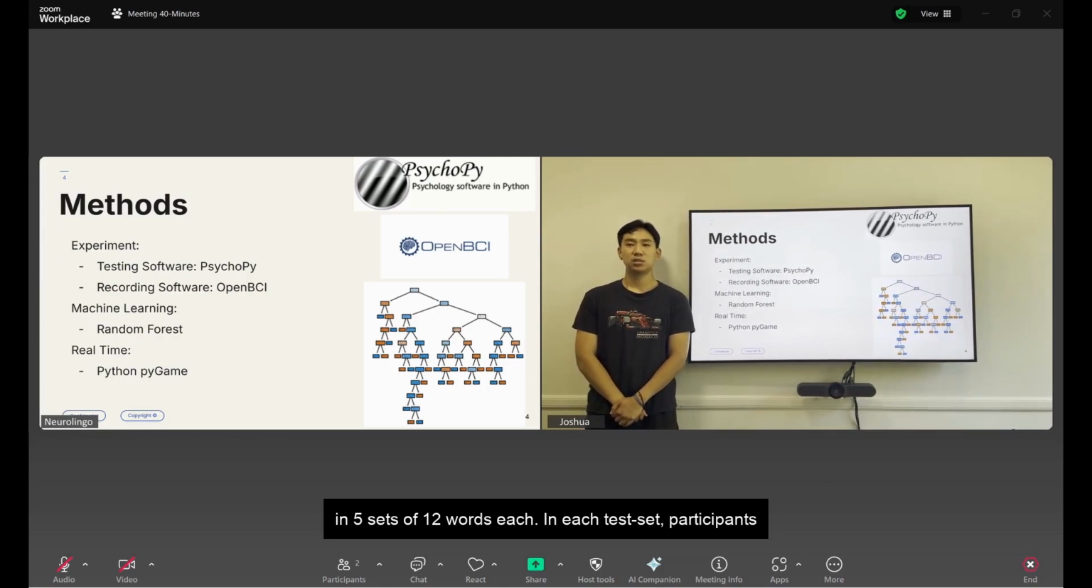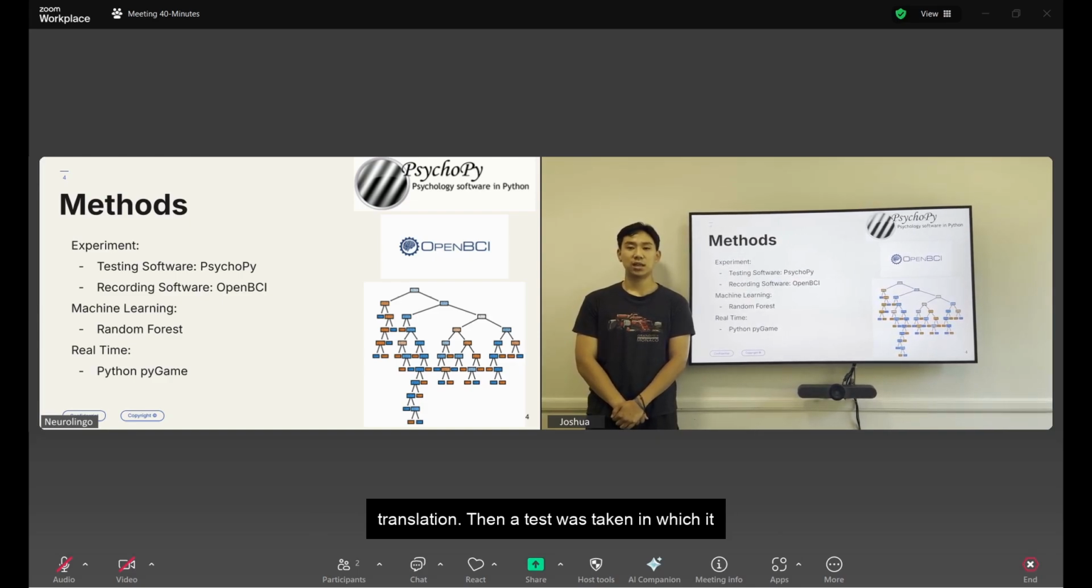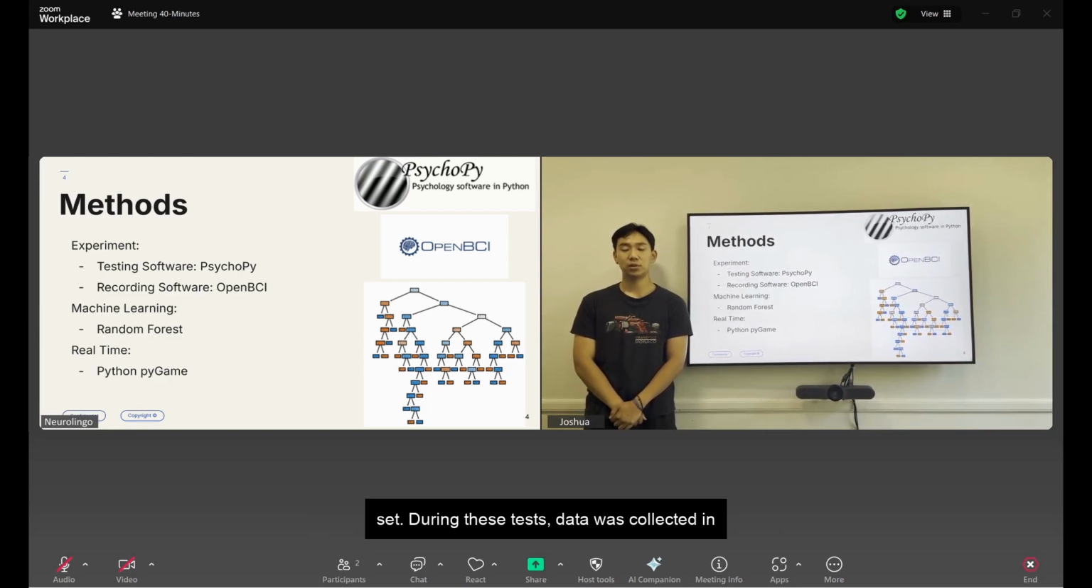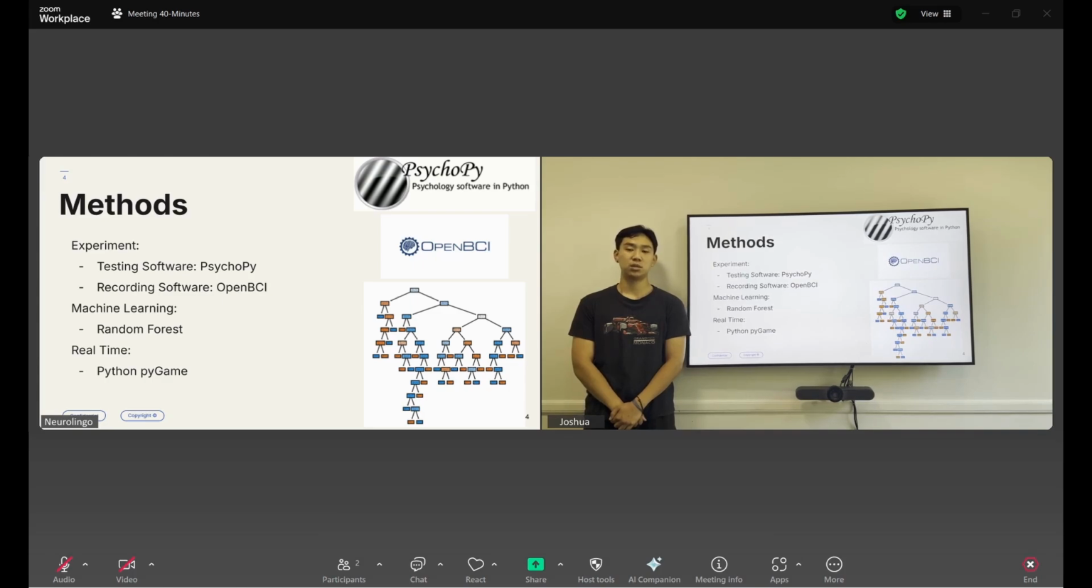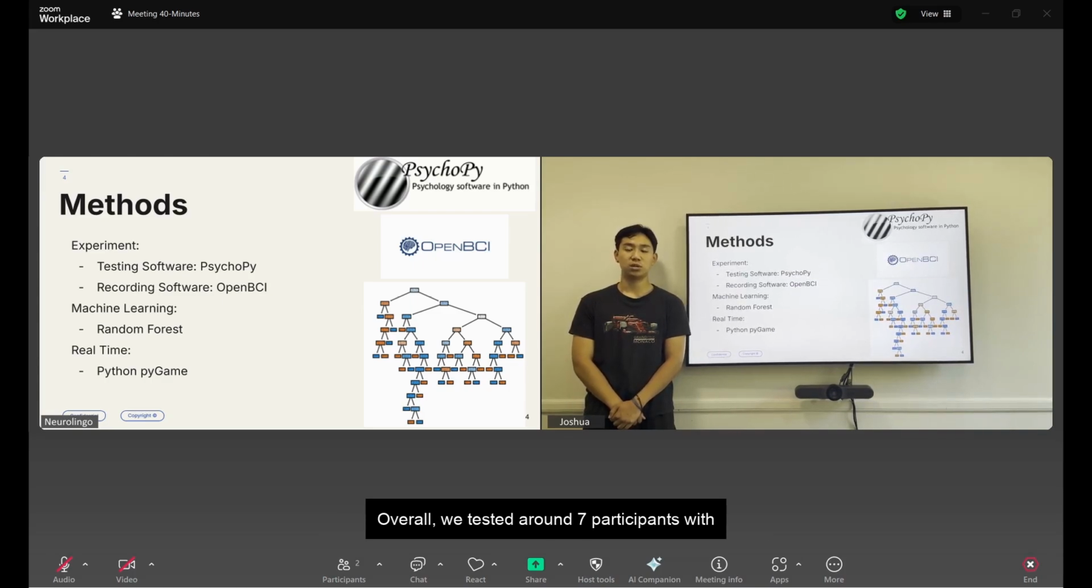In each test set, participants were shown one word at a time alongside its corresponding translation. Then a test was taken which displayed each word from the learning set. During these tests, data was collected in 1,000 millisecond epochs, which immediately followed the testing stimuli. The learning plus testing combo repeated around 5 times, ensuring there was a break in between each set for the participants. Overall, we tested around 7 participants with an average age of 20 and ensured that they had no prior experience of Inuktitut script.